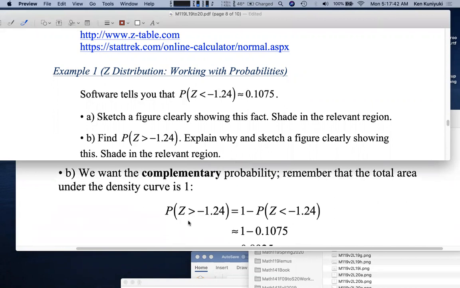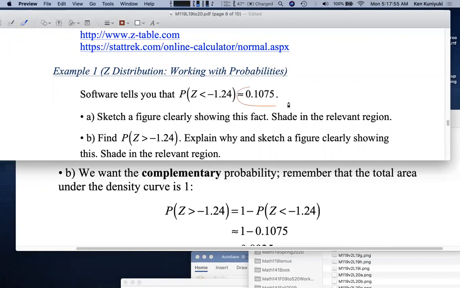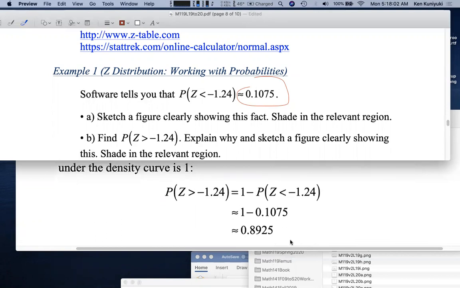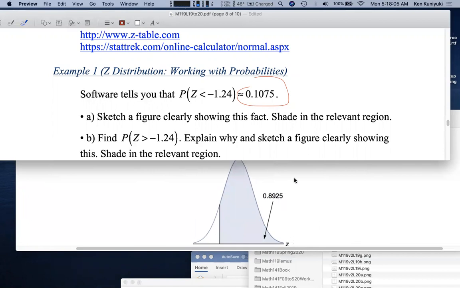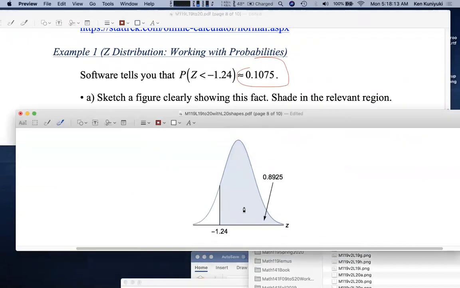So the probability that z is greater than negative 1.24 is 1 minus the probability that z is less than or equal to negative 1.24, but the bar doesn't matter. So it's basically 1 minus this probability over here, the complement. 1 minus 0.1075 is 0.8925. It's a big probability. And to get that, we shade all of this over here to the right: 1 minus the 0.1075, the complement.